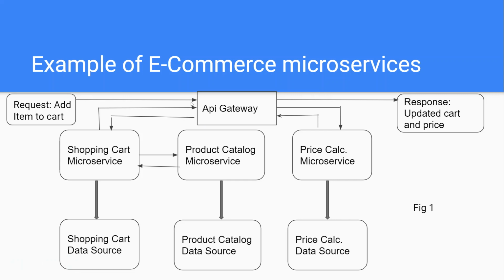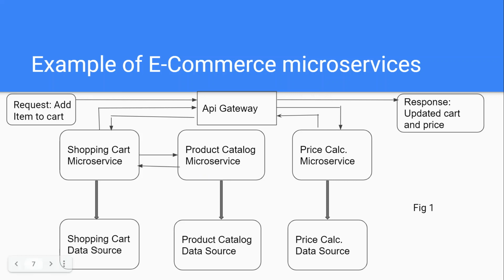So once this request is validated, the work is delegated first to the shopping cart microservice, like this, with this arrow pointing downwards to the shopping cart microservice, and then to the price calculation microservice, like this. The shopping cart microservice uses another microservice, the product catalog microservice, to look up the necessary information about the item being added to the cart through its product catalog data source.